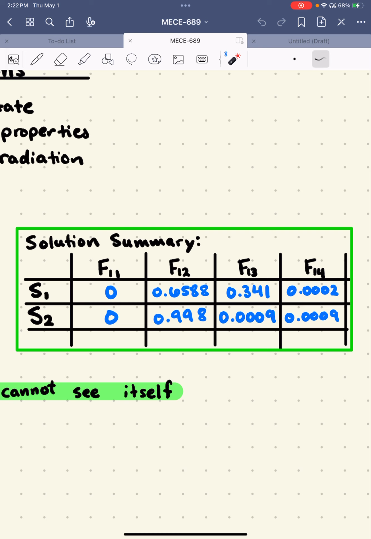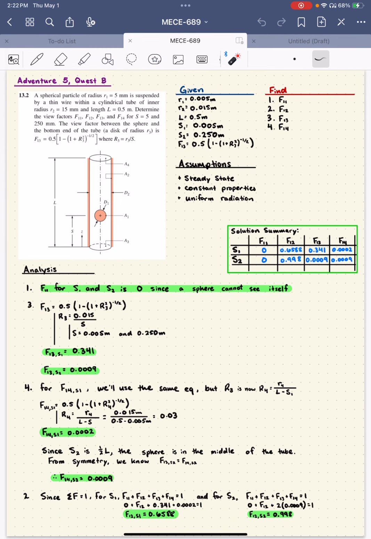Now for S2, F11 is 0, F12 is 0.998, F13 is 0.0009, and F14 is the same, 0.0009. And that's my solution for Chapter 13, Question 2.